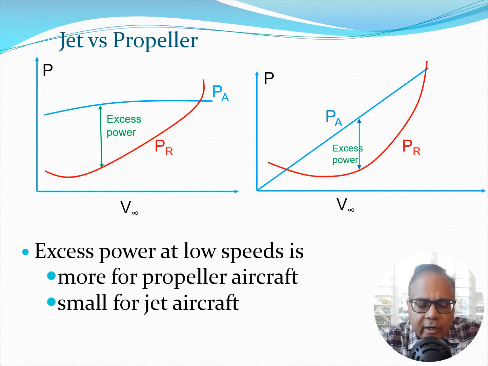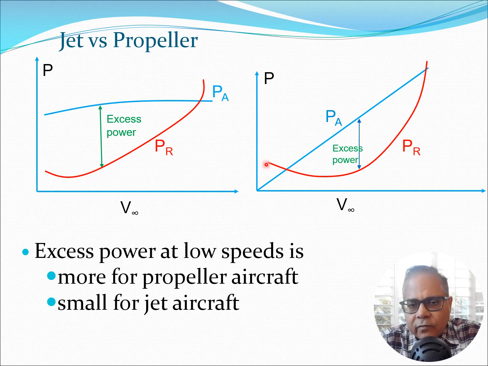So now let's look at the difference between the jet and the propeller qualitatively. So here I am looking at these two plots. These are both power versus velocity plots here. So if I look at the propeller situation, which is on the left hand side here, I can clearly see that excess power is quite significant, especially at the lower speed regime. So when you are at lower speed regimes, actually the propeller aircraft have a lot of excess power.